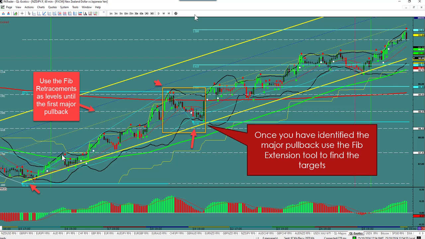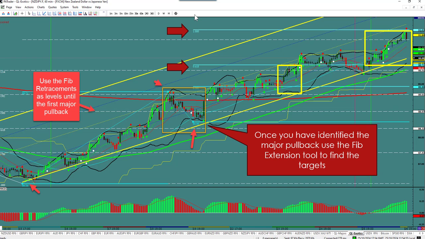So we trade up to the level, we trade up to the level, we trade up to the level. Now, once you have identified the major pullback, we use the fib extension tool to find the new targets. Swing low, swing high, swing low, and now you have the 618, and the 1,000, and of course you have one above the charts also. So you can see what the market did. In both those cases, they ran those areas.